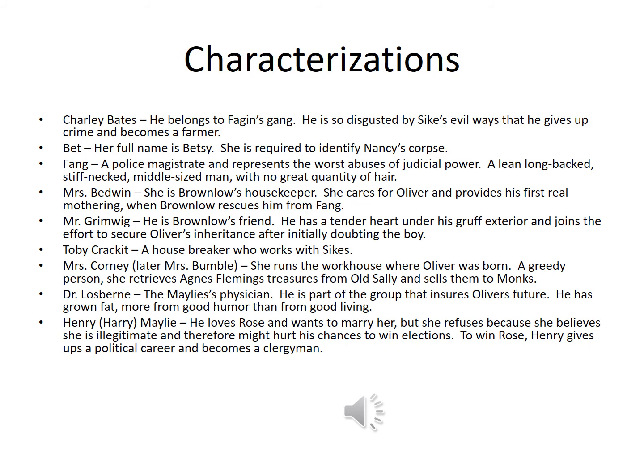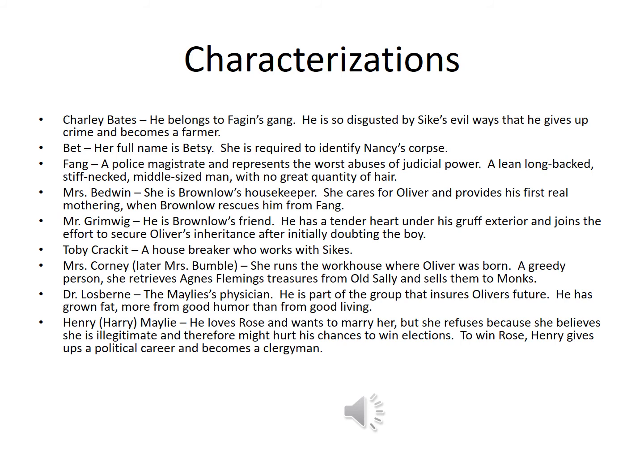Yeah. And then we have Mrs. Bedwin. She is Brownlow's housekeeper. And it says that she cares for Oliver and provides the first mothering. She is the one who became the first mother, and she became a good person to Oliver. Mr. Grimwig is Brownlow's friend. He has a tender heart under his gruff exterior and joins the efforts to rescue Oliver's inheritance after initially doubting the boy. Now Grimwig is a really good character, right?